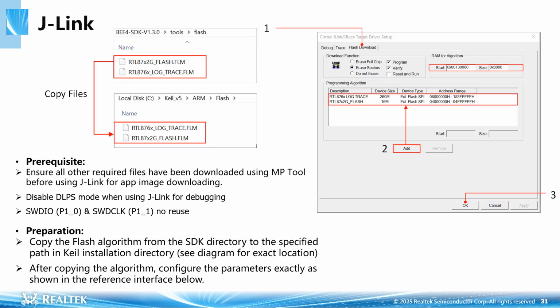System debugging with J-Link will be ineffective in DLPS mode. It is recommended that users disable DLPS mode when using J-Link for debugging. To use the J-Link debugger, users need to ensure that the SWDIO (pin 10) and SWDCLK (pin 11) pins are not repurposed in the program.